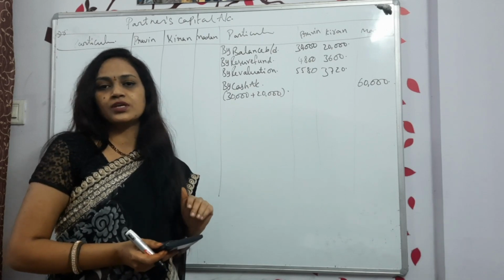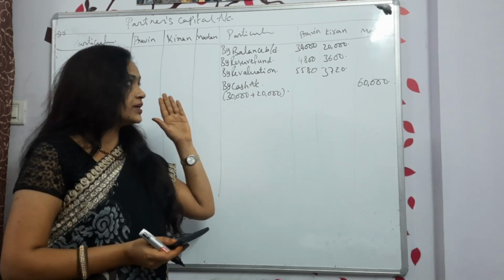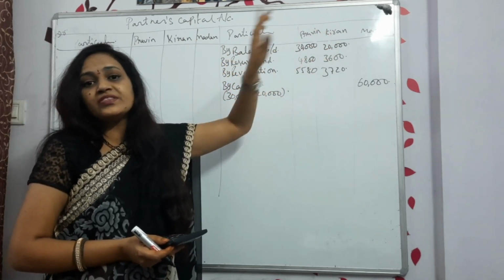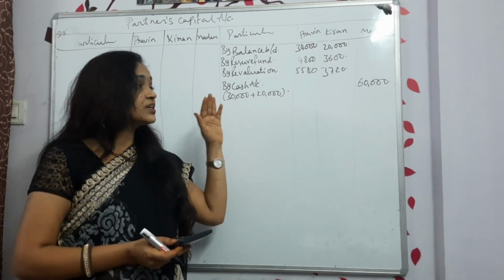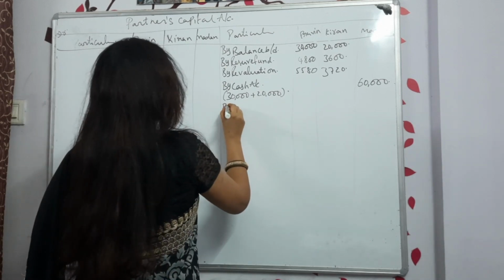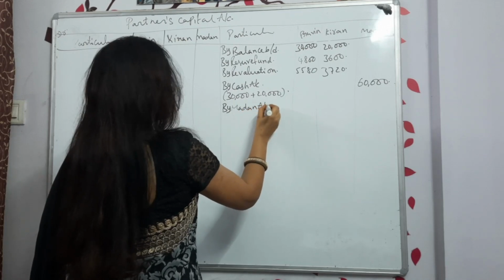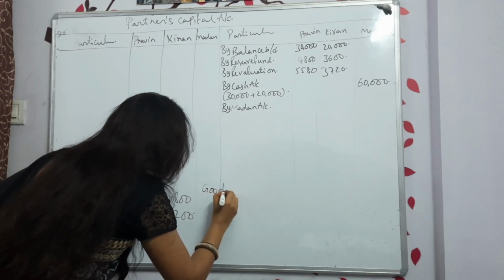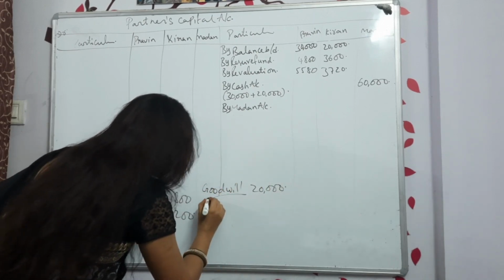But in this question, according to AS, accounting standards, what they have said is that the goodwill is shared between the partners. That means they have withdrawn the goodwill. They didn't keep that in the business. So how to show that one? Let us see. So by Madan's account, what is the amount of goodwill? Goodwill is 20,000 and it should be shared between the partners.